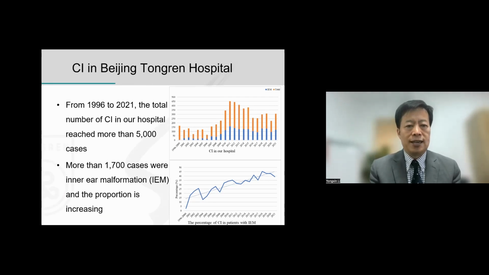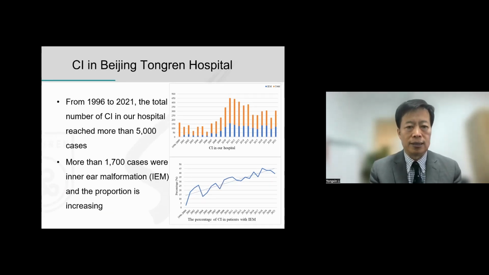The first case of cochlear implant in China was in 1996 in our hospital. From 1996 until now, more than 5,000 cases were done in our hospital. Of special note, more than 1,700 cases were inner ear malformations, and the proportion is increasing, and you can see this. So there are too many inner ear malformations in China.